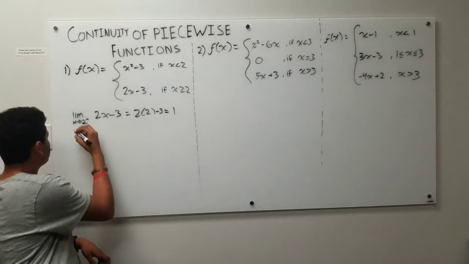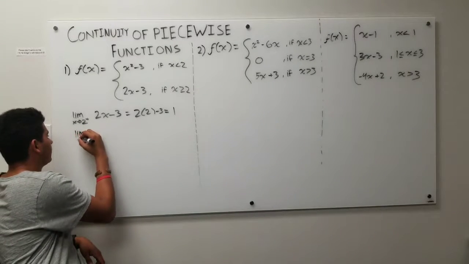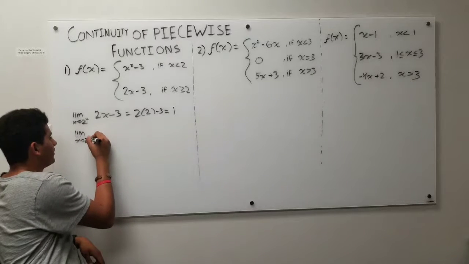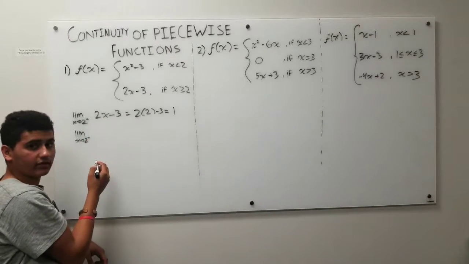Now we're going to do the same thing except from the left side. The limit as x approaches 2 from the left side. Now these are the ways you denote whether it's from the right side or the left side.